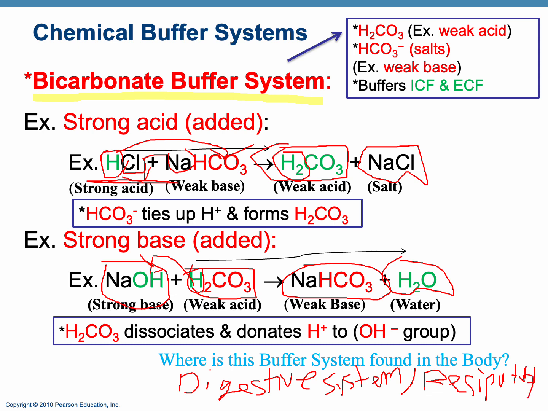So digestive and the respiratory system are major areas where this buffering system is working. But other locations, these are two major ones, but this would also be working when we think of the blood, circulatory. Definitely that would be acceptable. Okay? Our major locations here.